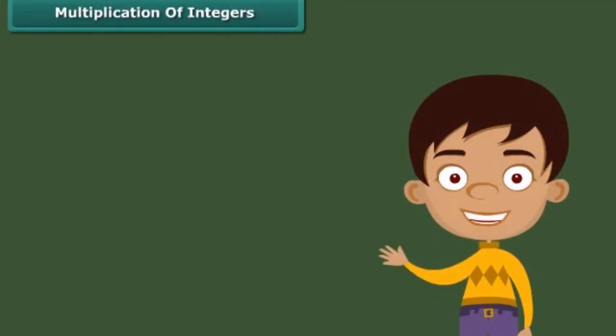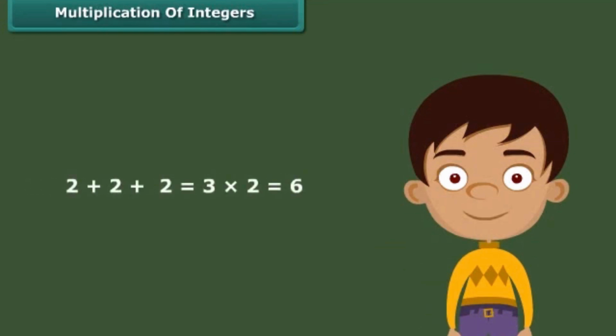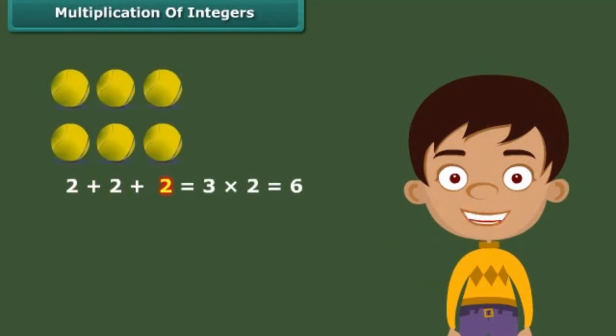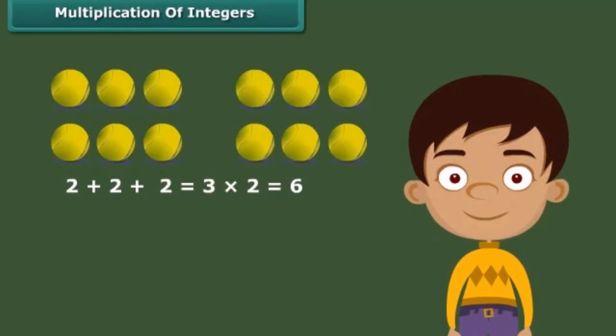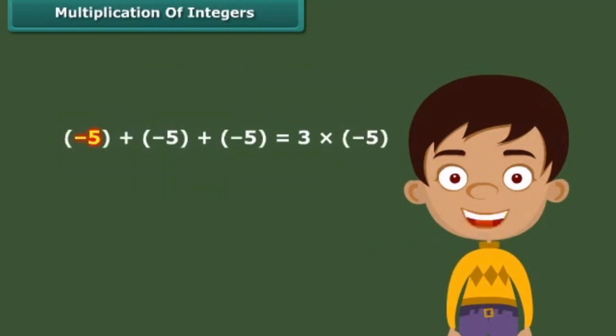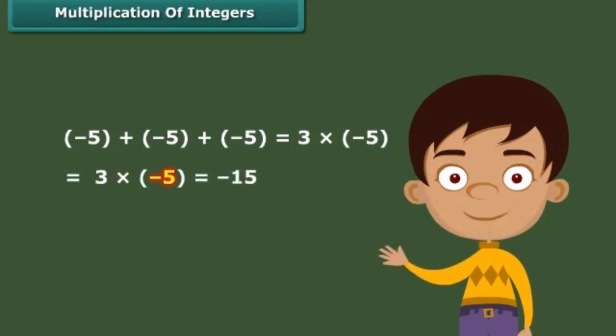We know that multiplication of whole numbers is repeated addition. For example, 2 plus 2 plus 2 is equal to 3 into 2, which equals 6. Similarly, multiplication of integers is also repeated addition. For example, minus 5 plus minus 5 plus minus 5 is equal to 3 into minus 5. Therefore, 3 into minus 5 is equal to minus 15.